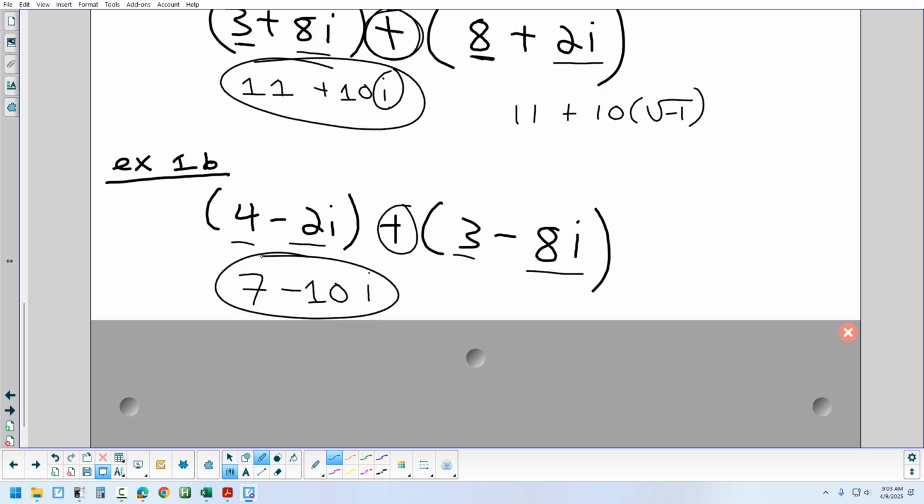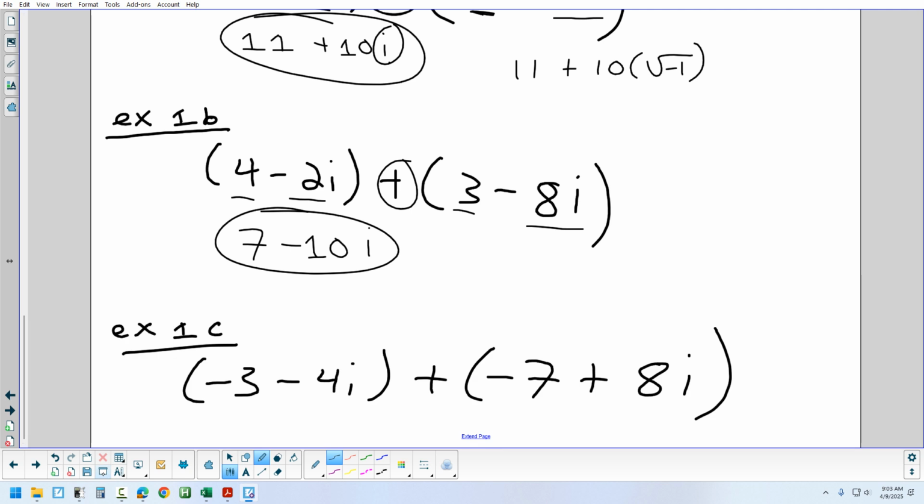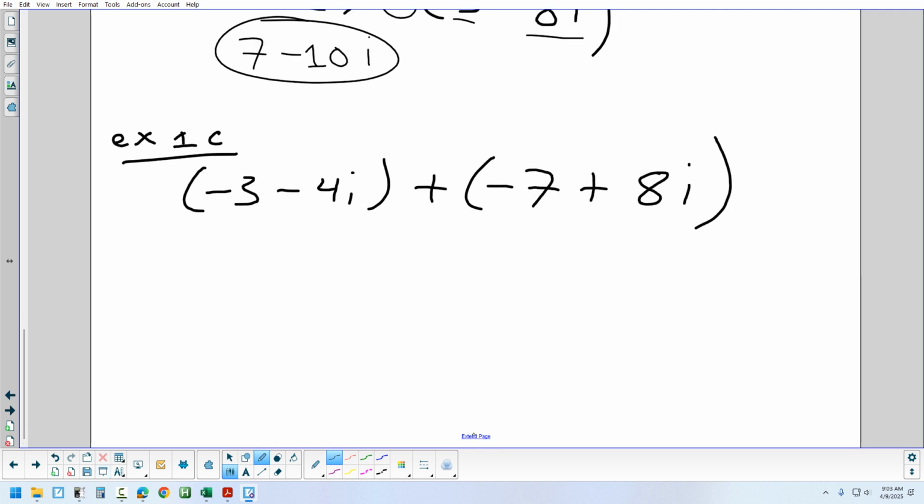And that's that one. Okay, let's try one more with addition. -3 minus 4i plus -7 plus 8i. What's going to be our real part when we combine those? -10. Yep, so that's -10 plus 4i. So -3 plus -7 is -10, and -4 plus 8 is 4i. Okay, so any question on adding complex numbers?